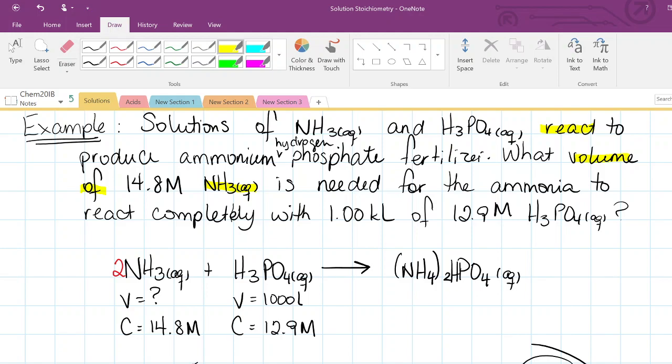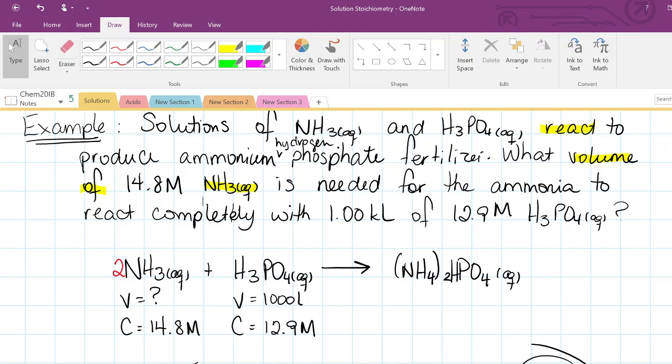So I generally do this as I read the question. We have a reaction between ammonia and phosphoric acid. So I write down my balanced chemical reaction. We have ammonia aqueous plus phosphoric acid aqueous. It produces ammonium hydrogen phosphate. Okay. And we balance our reaction. Make sure that it's balanced. Now, that's the first step. Even before I read the rest of the question, I write that down.